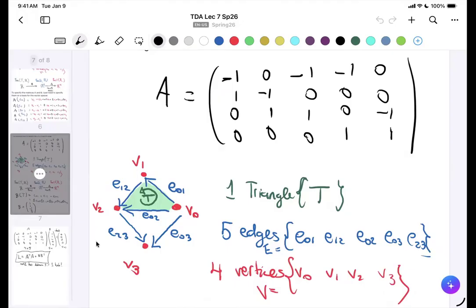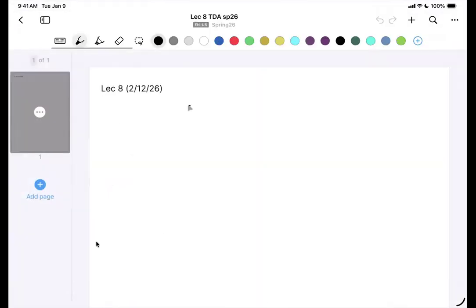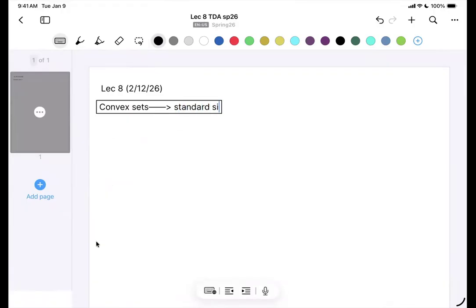Okay, so first I'll give you a definition that's useful outside of this context as well, which is called a convex set. And then we can talk about a simplex and then what a simplicial complex is. So the idea for today would be to talk about convex sets. And then once you know what a convex set is, then we can talk about a standard simplex, let's call it that. And then once we know what a standard simplex is, we can construct a simplicial complex.